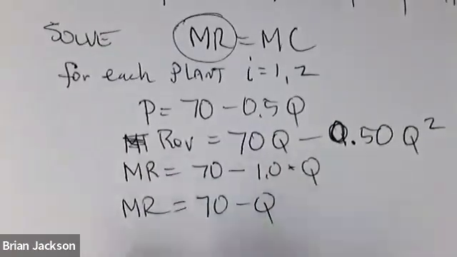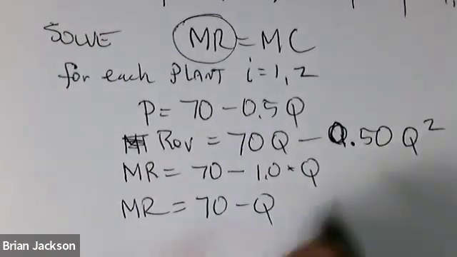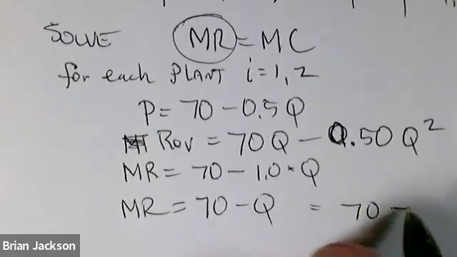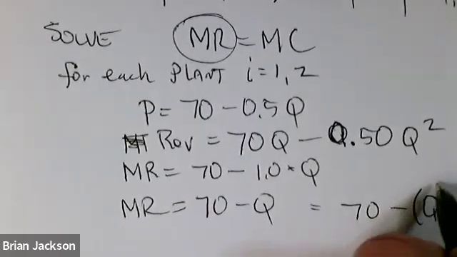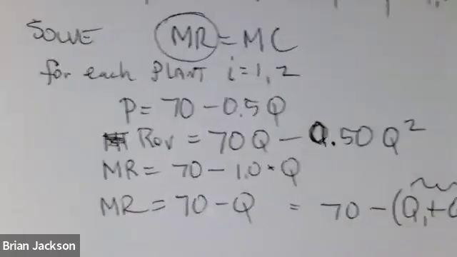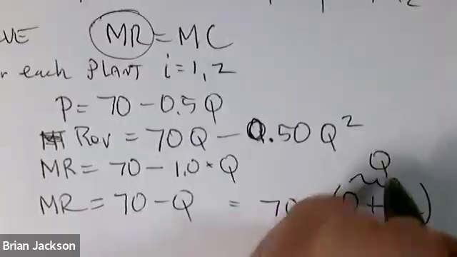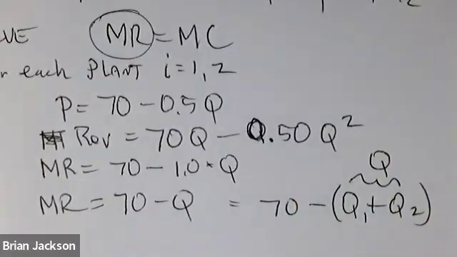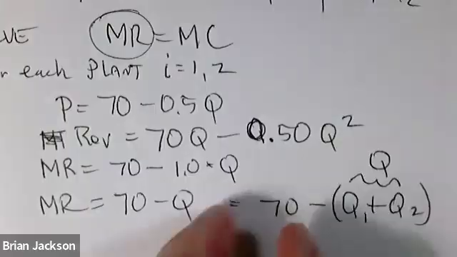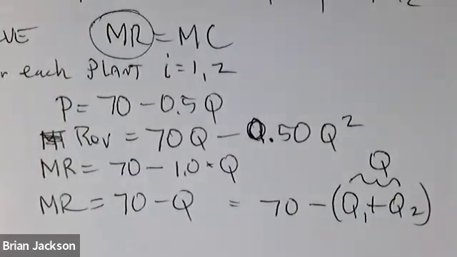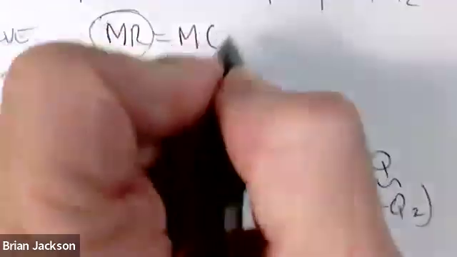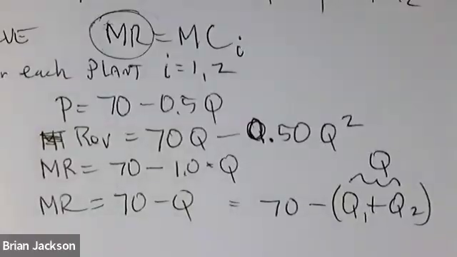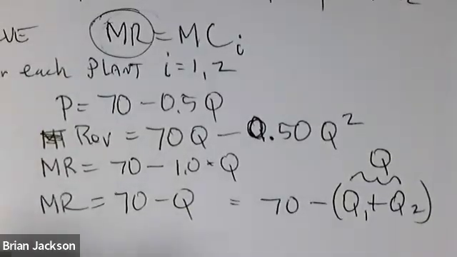Or if you have output from the two firms, this would be 70 minus (Q1 plus Q2), because the output from the two firms is equal to Q. And we want to find the output from each firm. So the total here would be Q1 plus Q2. So marginal revenue is the left-hand side of this for i equals 1 and 2. So we're going to do this for plant 1 and plant 2.